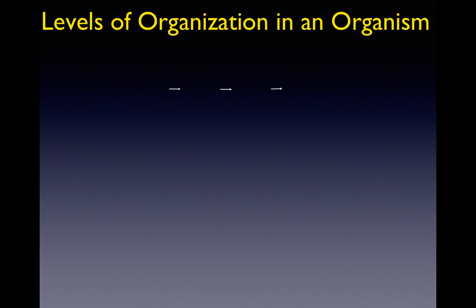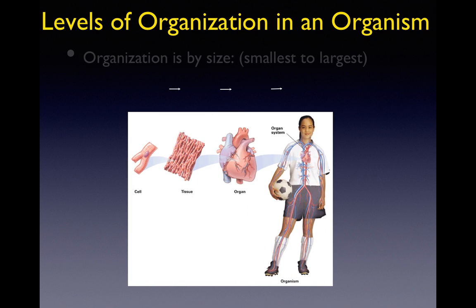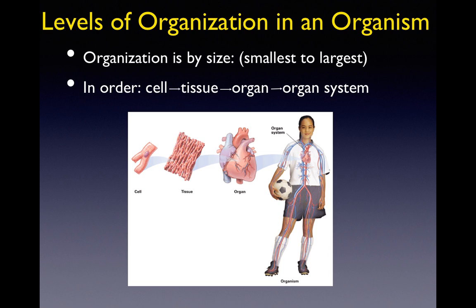So, levels of organization of an organism are pretty straightforward. We've got organization by size, smallest to largest. We've got, in order, cell, tissue, organ, organ system. So let's talk about those.